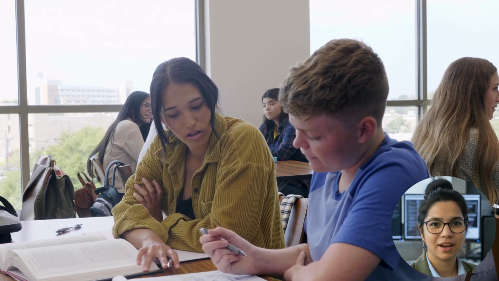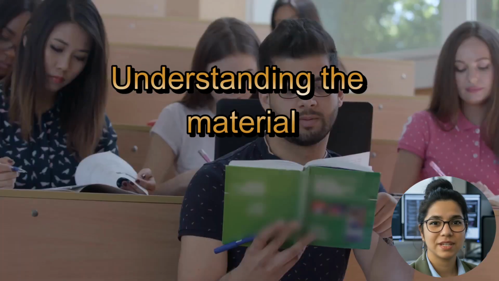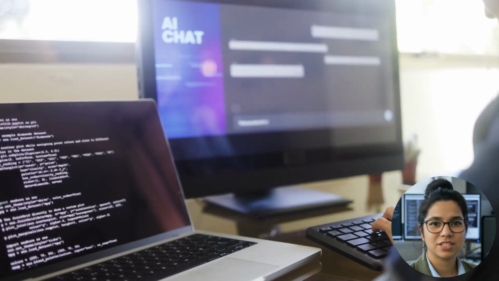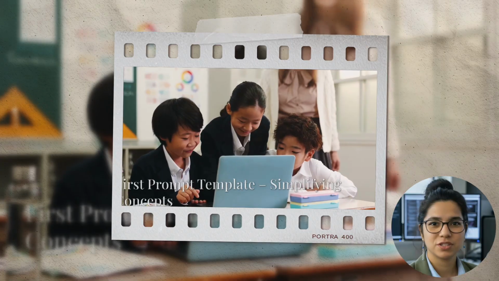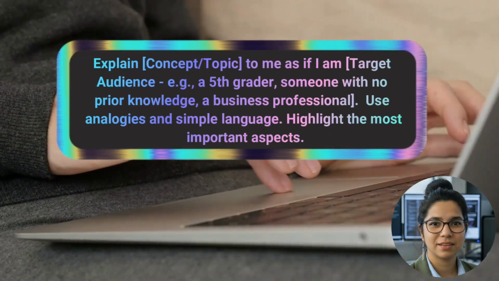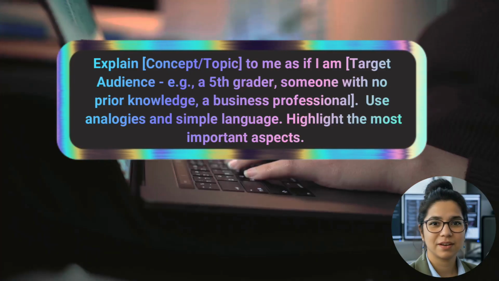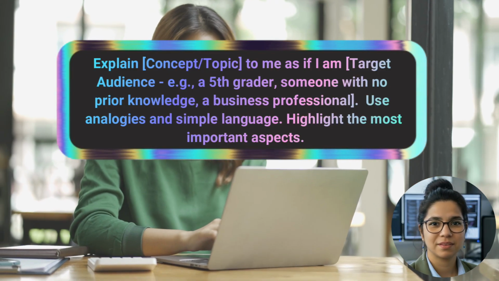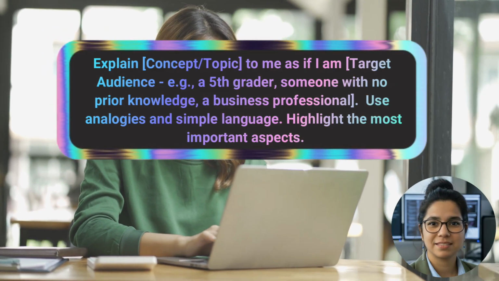First up, understanding the material. This is where most students get stuck. Reading textbooks can be dry, lectures can be fast. ChatGPT can break down complex topics into digestible chunks. Here's your first powerful prompt template. Explain concept topic to me as if I am target audience. For example, a fifth grader, someone with no prior knowledge, or maybe a business professional. Use analogies and simple language. Highlight the most important aspects.